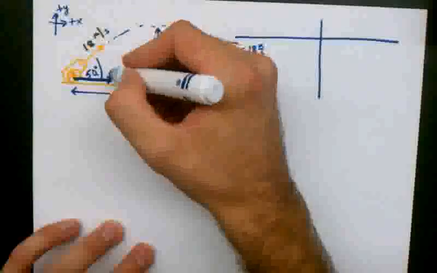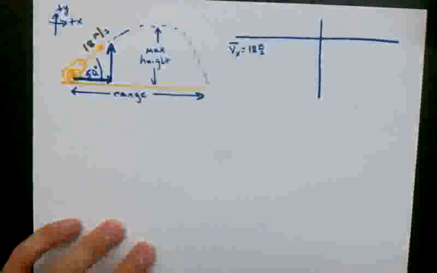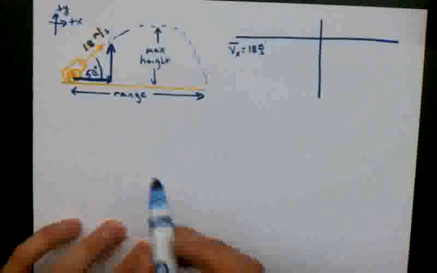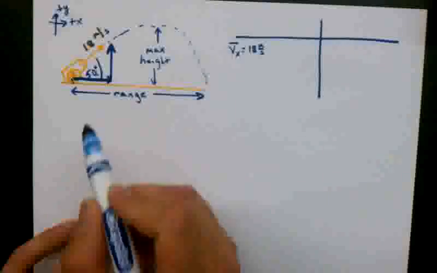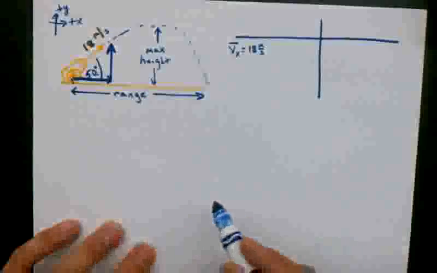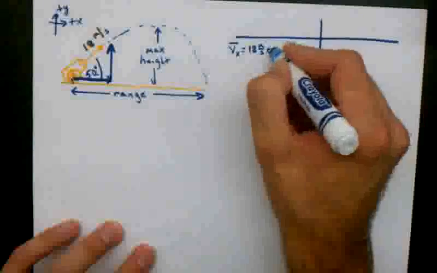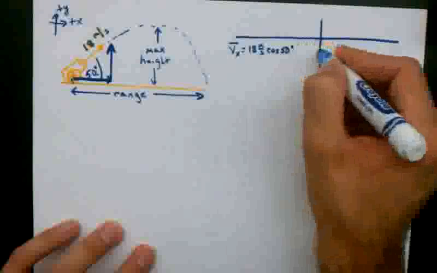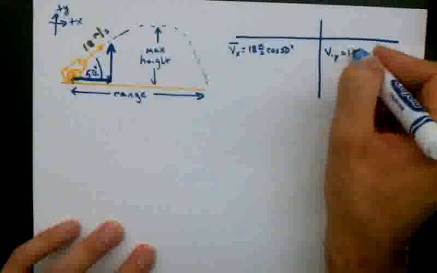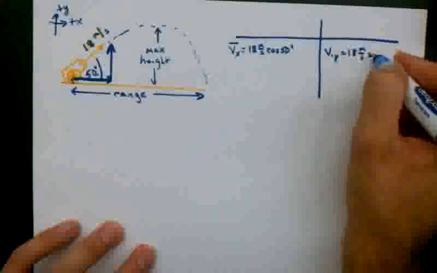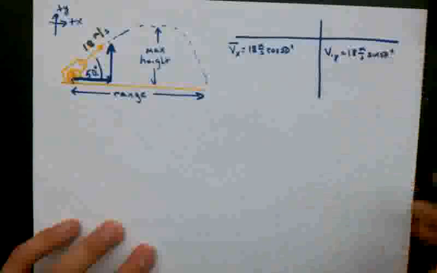50 degrees. If I were to break that velocity of 18 meters per second down into its components, the x would be the adjacent side to the angle, the y would be the opposite. So the x gets cosine, and the y would be 18 meters per second times the sine of 50 degrees.